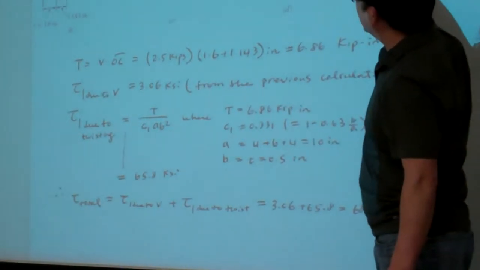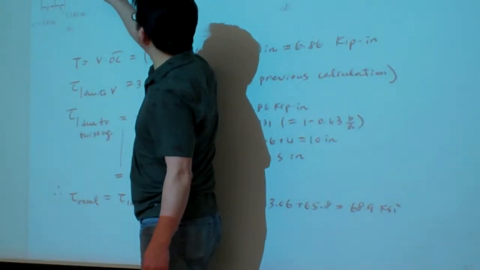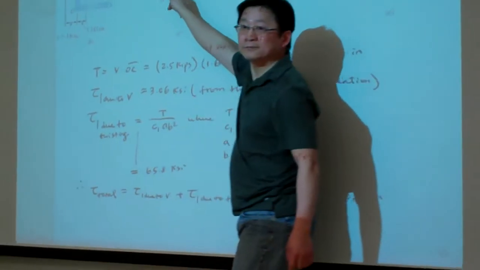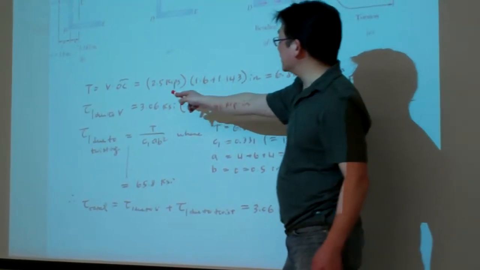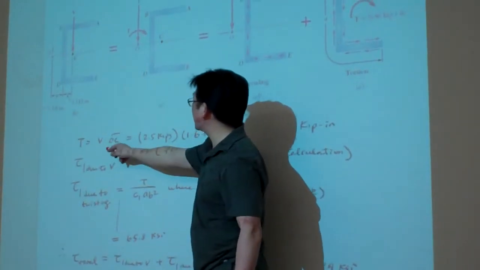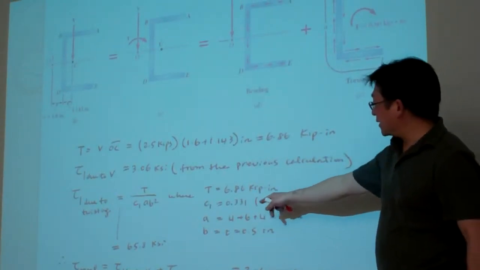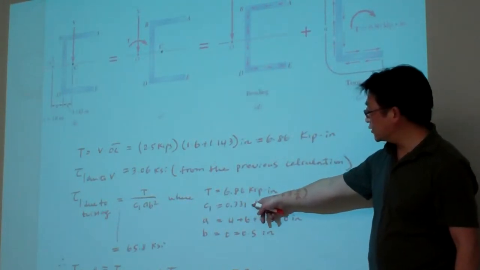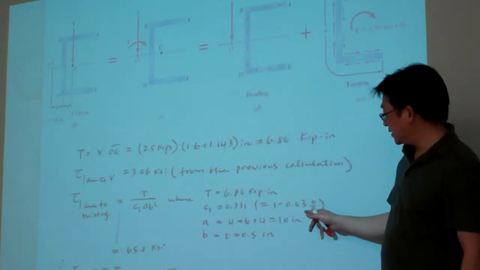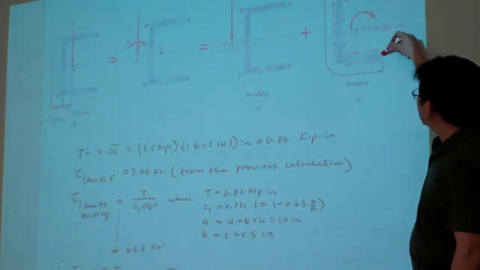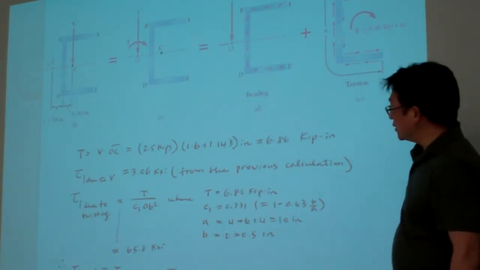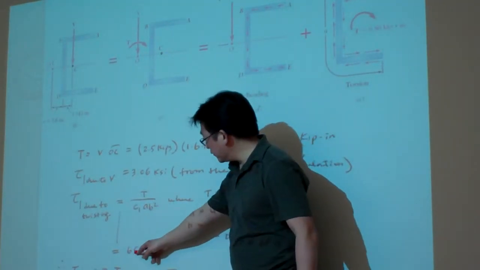And what is T? T is equal to V times this distance, right? So you need to calculate T first. T is the value of OC multiplied with V. That is the one here. And C1 is the parameter we can check from the table. We have a table there. And the a and b are the dimension parameters per our notation in the formula earlier. So to calculate this should be fine, and then we got this one.